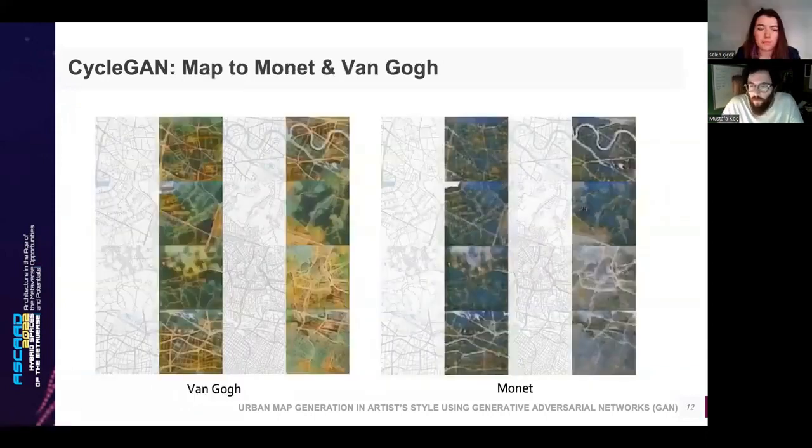When we try to evaluate the outputs of CycleGAN models on the same urban dataset applied with two different sets of Van Gogh and Monet paintings, it's possible to say that the map-to-painting conversion had provided successful results in terms of legibility of urban characteristics.